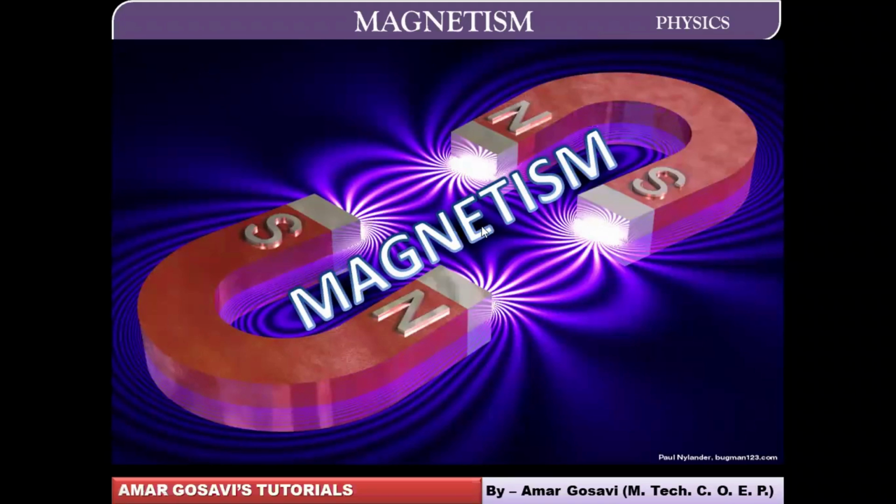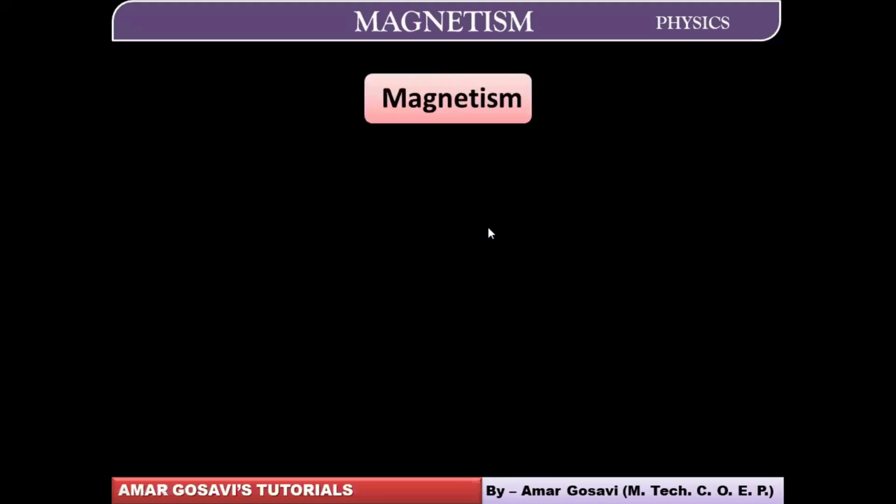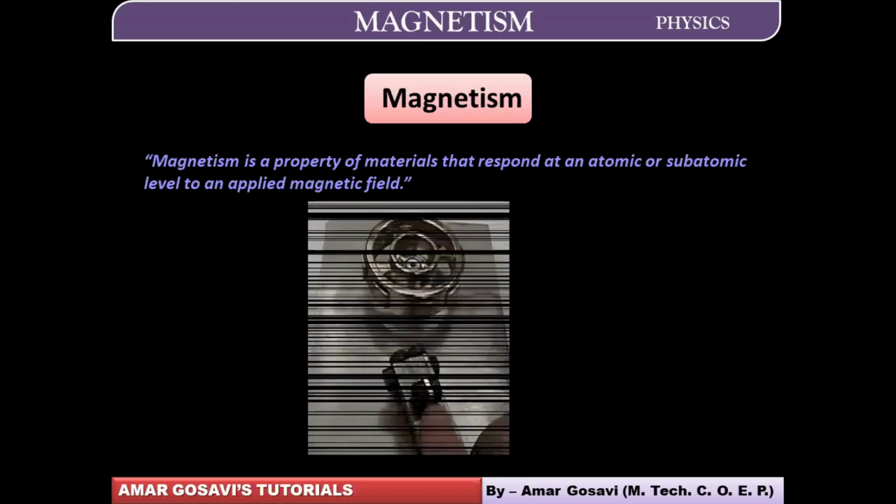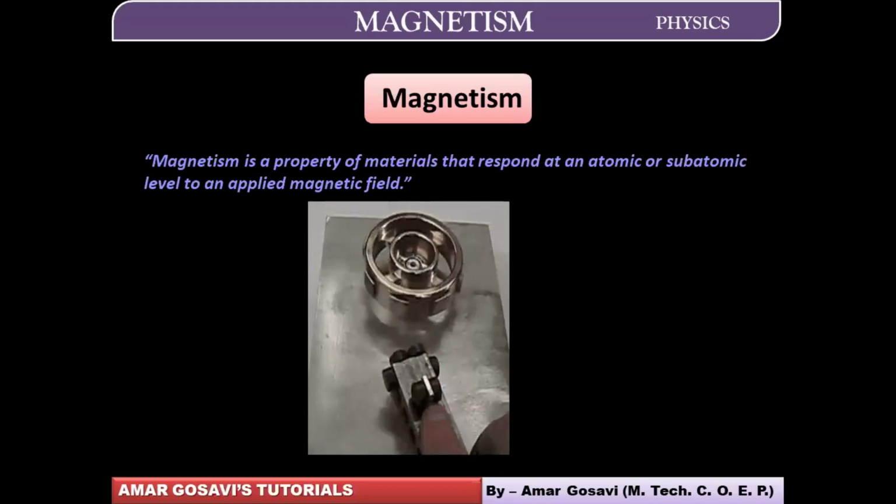Let's discuss magnetism. Basically, magnetism is a property of materials that will respond, at an atomic or subatomic level, to an applied magnetic field. So this is an animation which shows you how a property of material is responding to the applied magnetic field over here.